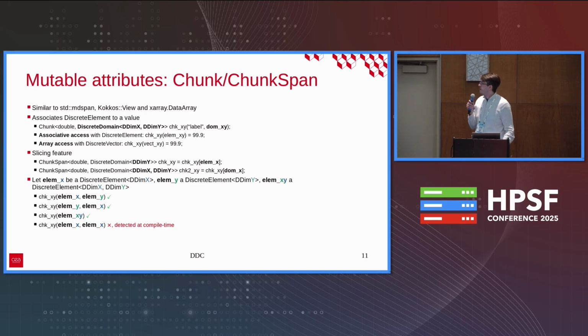One nice thing that we have with the strong typing of the indices is that we can pass them in any order when accessing the data. So if we have LMX, LMY, and LMXY, so a two-dimensional element, we can pass them in any order, and the first three lines at the bottom reference the same element in the container. Whereas if we are missing the Y component, for example, it will be detected at compile time that one component is missing.